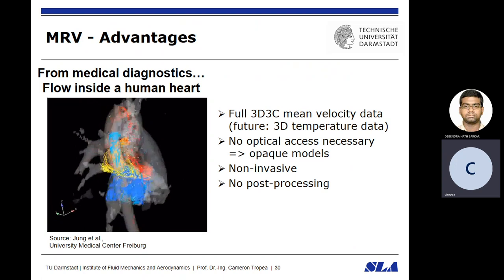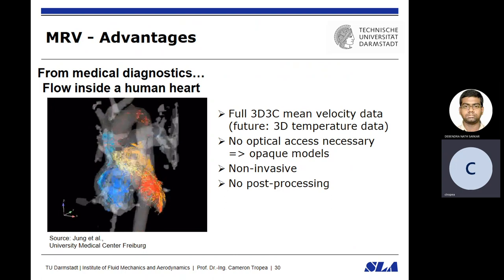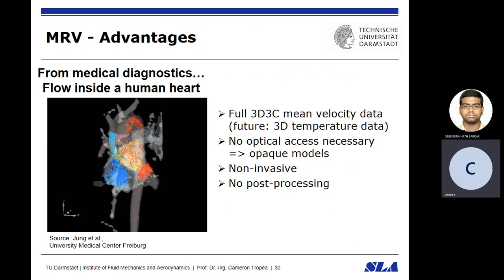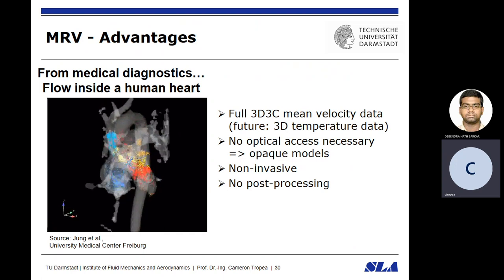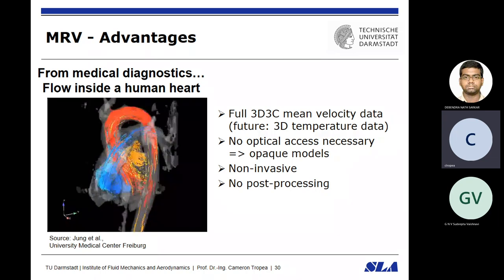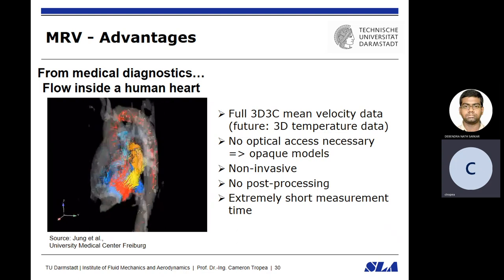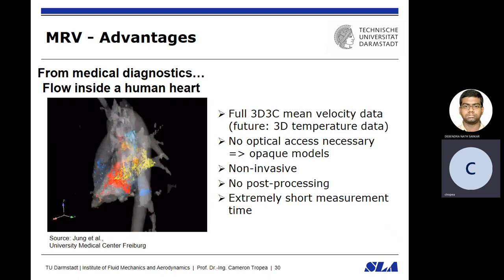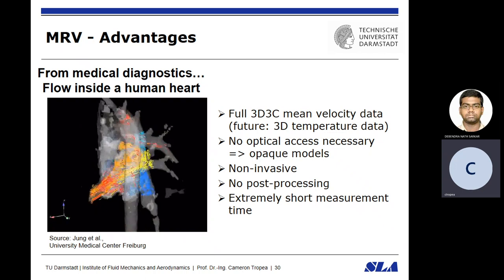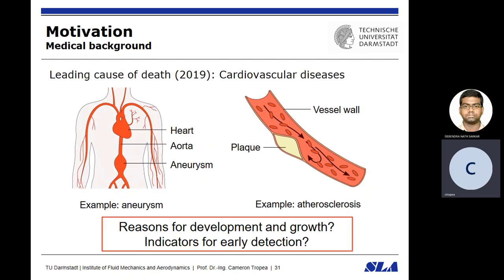Clearly we're getting three dimensions, three components. That's clear from the picture. We need no optical access. We don't need windows or anything. It's non-invasive. There's almost no post-processing. We get all of those data out within about 20 minutes after the measurement. But of course, there can be no metal involved. You can't make a flow rig at home or in your workshop and put it in. It doesn't work.